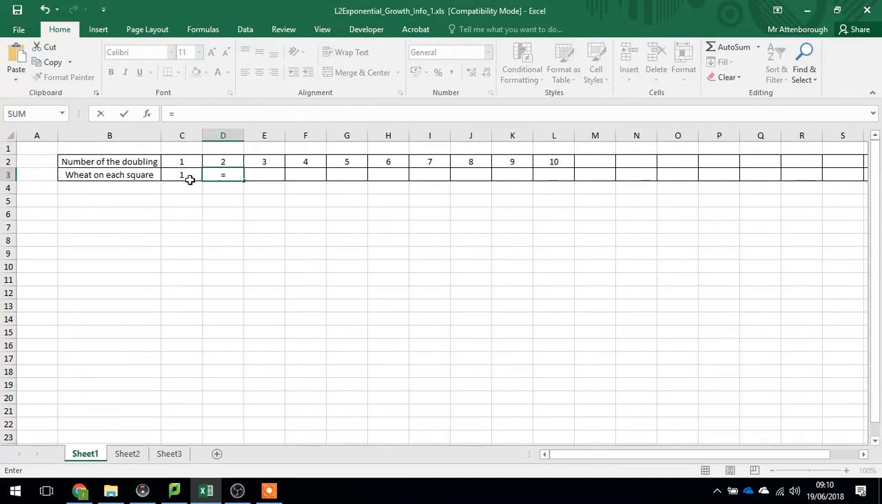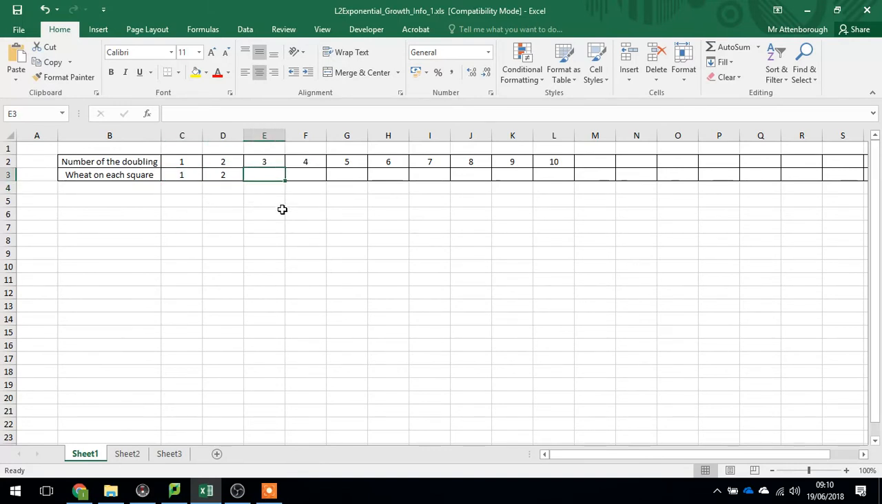Equals, I want you to click the box to the left, which happens to be called C3, and I want you to times that by pressing the asterisk button on your keyboard by 2. Oh, apologies, I've made a typo. Let's change that. I just want to type 2. Press enter, and you can see that obviously 1 times 2 is 2.